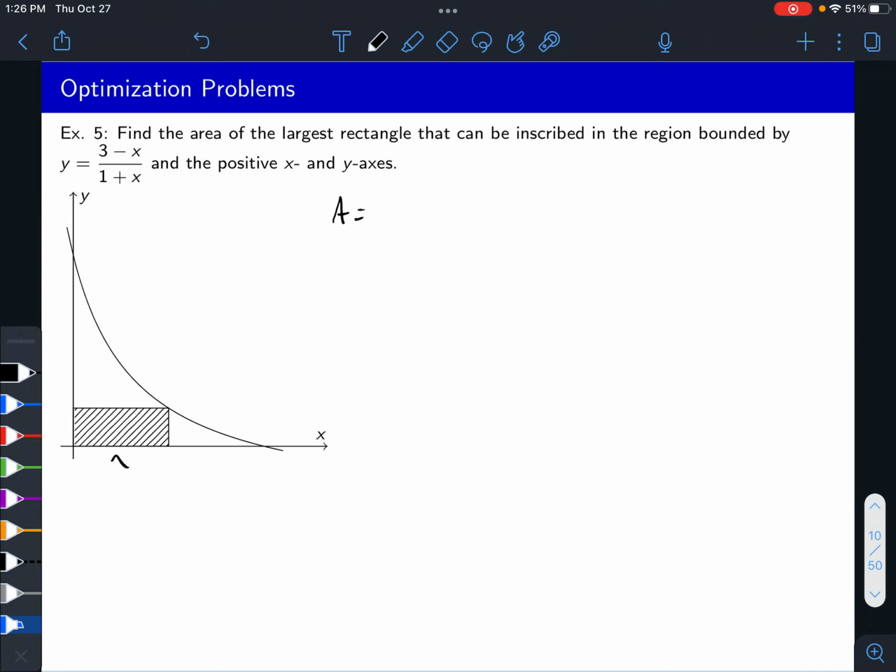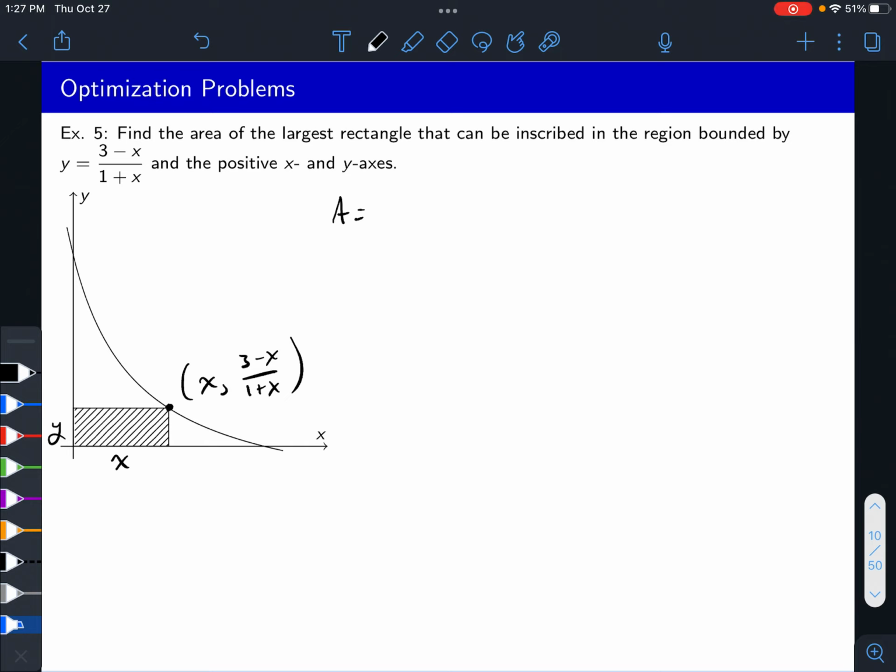So all right, let's call this length x, and I guess we'll just call that length y, but we can also just call it, our y value is just going to be given by this. So technically, this is just giving us our constraint right away.